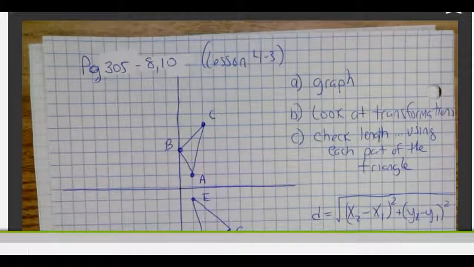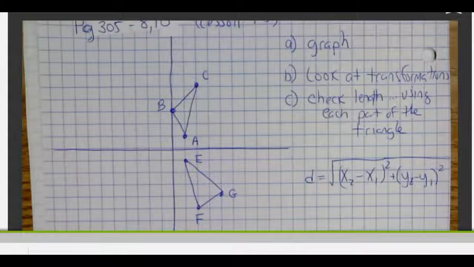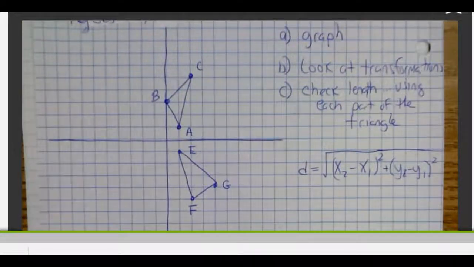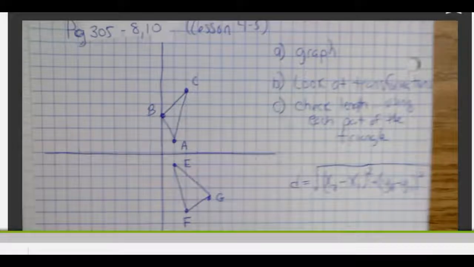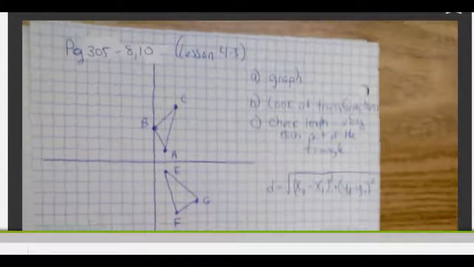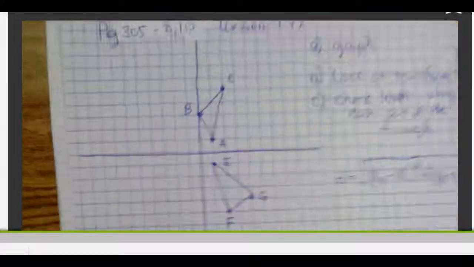These are problems where it gives you two triangles, gives you the points on the coordinate plane, and asks you, are they congruent triangles? There's a couple things we can do to determine that. Let me move this out a little bit. We're going to go over that right now.